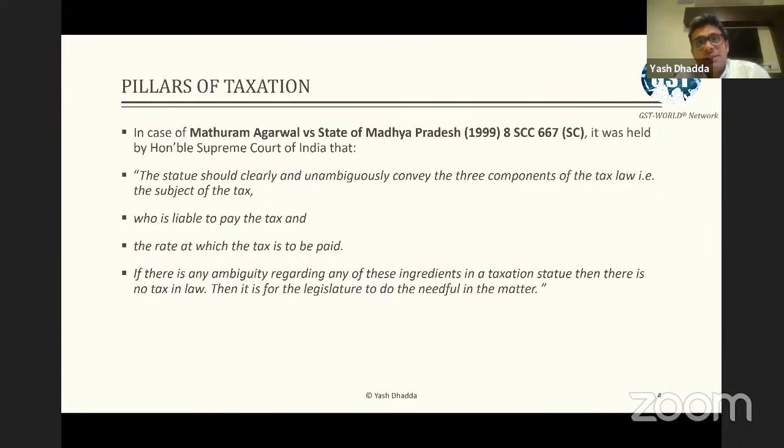This judgment was in the context of municipal taxes. The issue was regarding the levy of a municipal tax in a specific period of time, and the manner in which that municipal tax was to be levied. There was confusion as to at what point of time that tax would be paid.